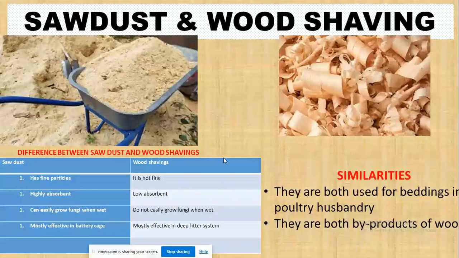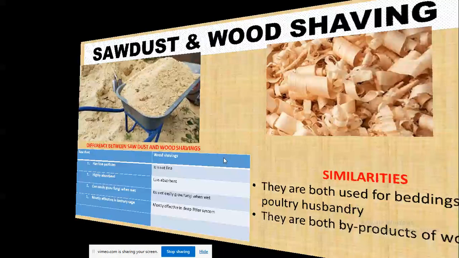Okay. We have sawdust and wood shaving. Then we have differences between the sawdust and wood shaving, as you can see on your screen. The sawdust has fine particles, while wood shaving doesn't. Sawdust has highly absorbent quality, while this one has low absorbency. Sawdust can easily grow fungi, while wood shaving does not. Sawdust is mostly effective in battery cage poultry, while wood shaving is mostly effective in deep litter systems. As you can see, there are similarities between the sawdust and the wood shaving.